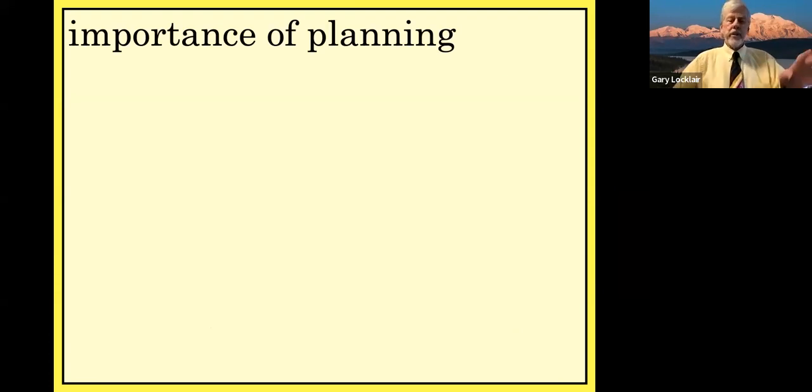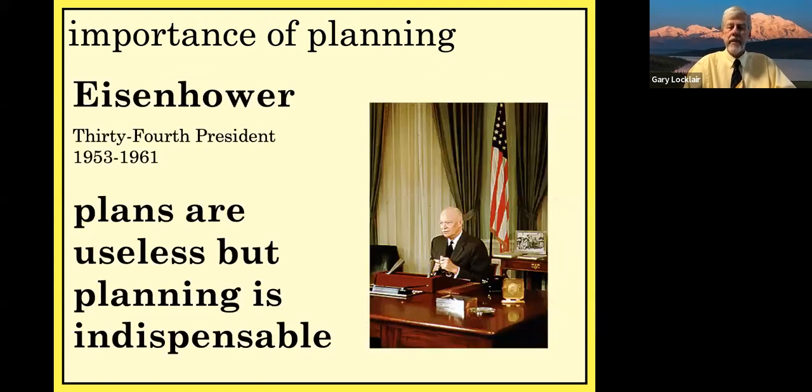Let's review a couple of things we said at the very end of Unit 1, because they are important. And we're going to see this in this unit also. And that's the importance of planning. The 34th President of the United States, Dwight David Eisenhower, had a famous quip. And it went like this: plans are useless, but planning is indispensable. You're saying, that doesn't seem to make any sense. If plans are useless, why would you plan?